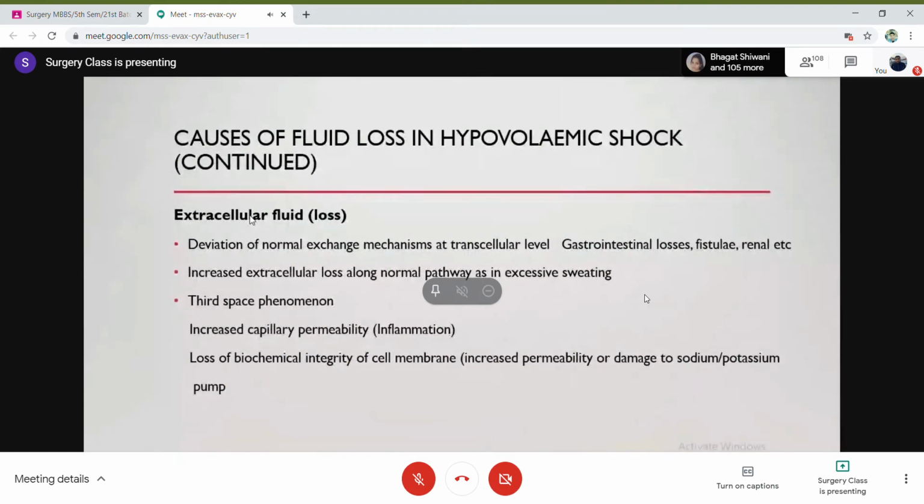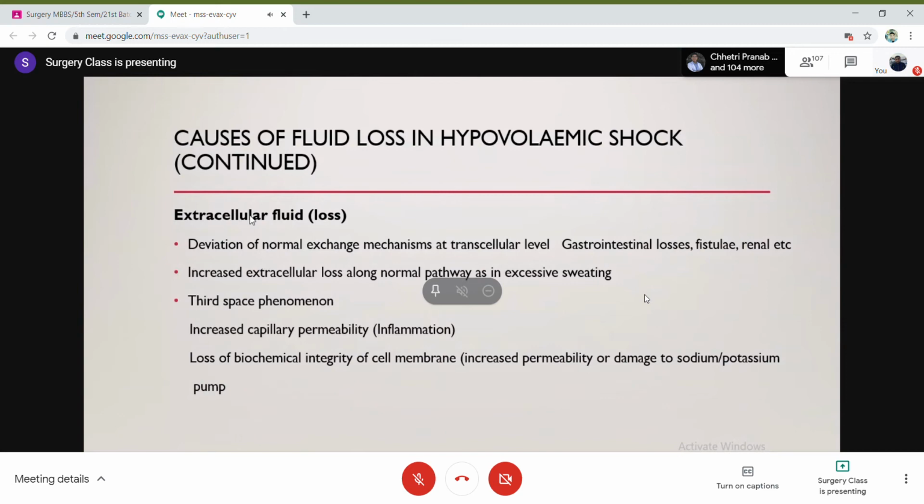Now, the causes of fluid loss in hypovolemic shock still continues. The extracellular fluid loss. So we talked about the blood, we talked about the plasma. Now the extracellular fluid. How is it lost? So there is sometimes deviation of normal exchange mechanism at the transcellular level. So this mechanism is at par, and then you have gastrointestinal losses.